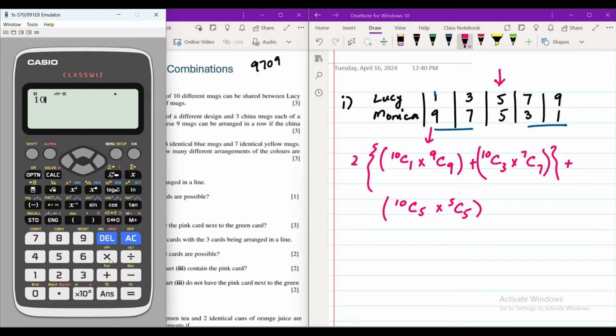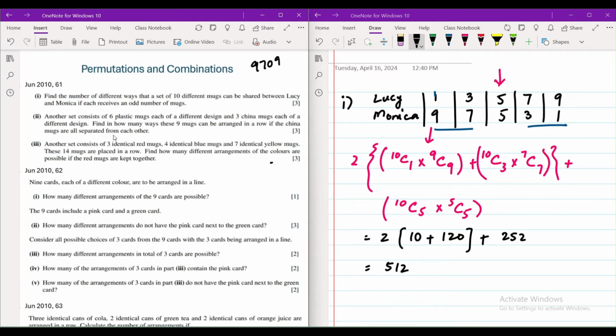So 10C1 times by 9C9, that is 10. 10C3 and then 7C7, 120, plus 10C5 and then 5C5, 252. So we get 2 times by 130 plus 252, 512.